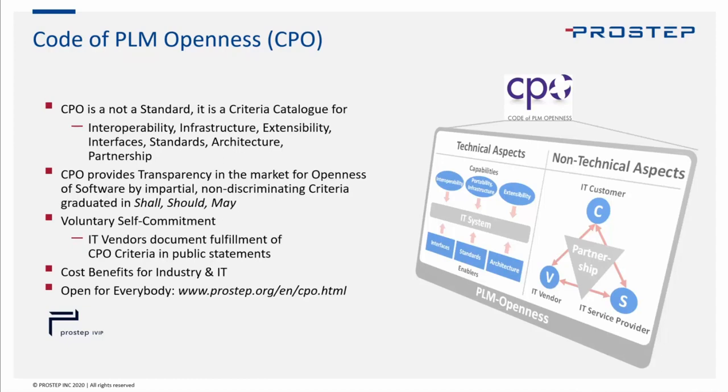So the first one that we're going to look at is the Code of PLM Openness. What this is trying to do is bring together both industry as well as the software vendors themselves and try to get a best practice down, a code or a codex, if you will, of interoperability within that specific environment. That means they're going to say, yes, we are going to support the ability to get the data in and out of the environment within these certain standards. And they've all signed on to this largely, being Siemens, Dassault, PTC, and others.